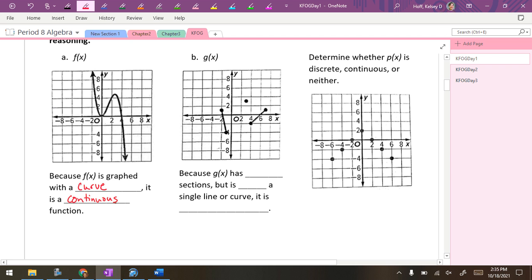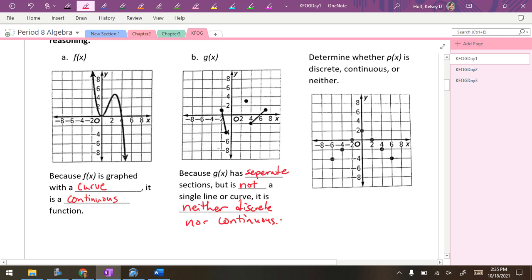G of x has separate sections but is not a single line or curve, meaning it is neither discrete nor continuous. Now, on your quiz, I'm not going to have you fill in the blank guessing this.